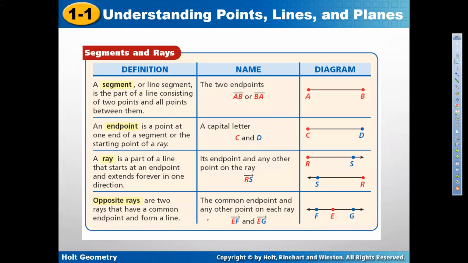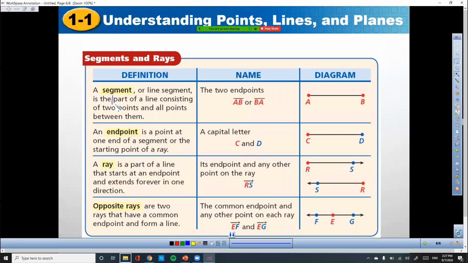Now here we have a couple more vocabulary words. The first one here is a segment, or a line segment, which is a part of a line. This is a keyword here. A segment is a part of a line consisting of 2 points and all points between them. So the difference between a segment and a line is that a segment has a start and it has an ending. It's a part of a line.